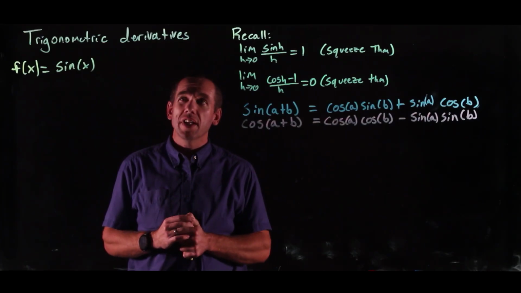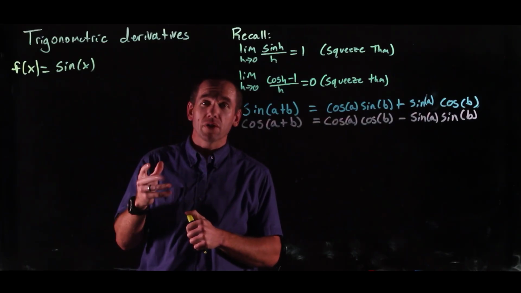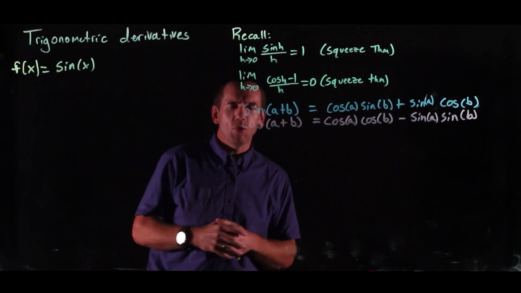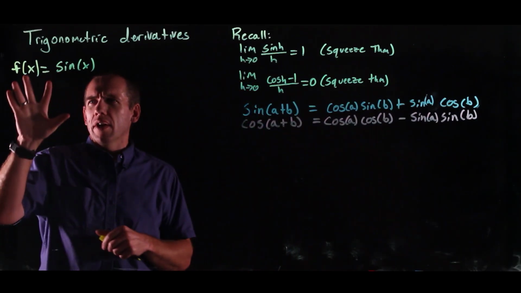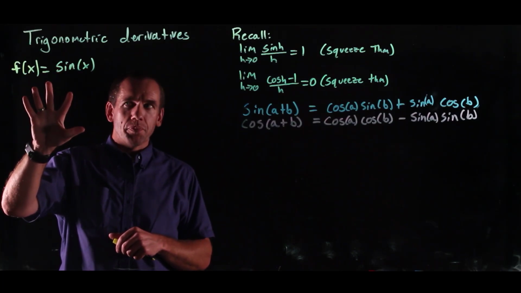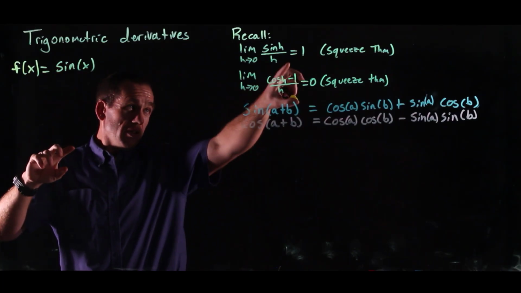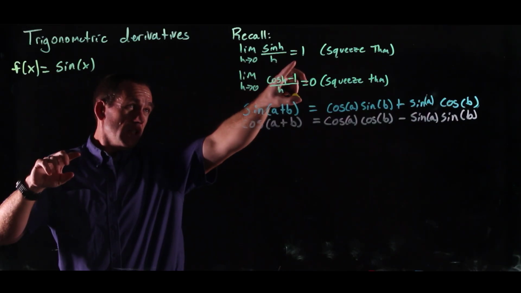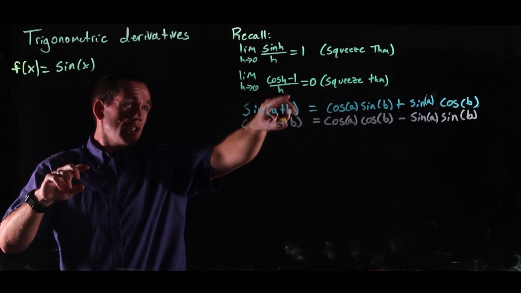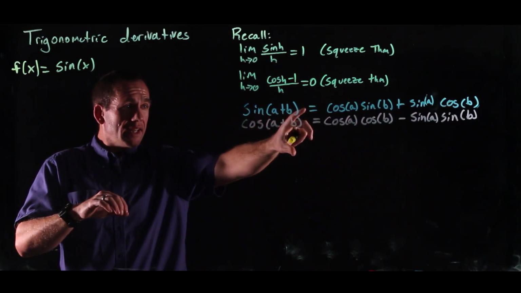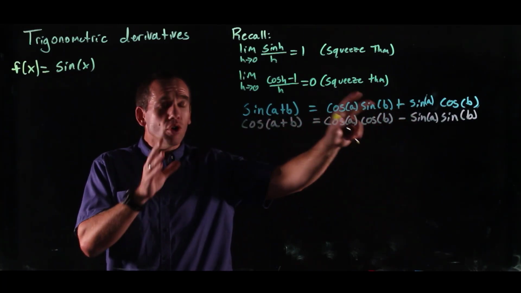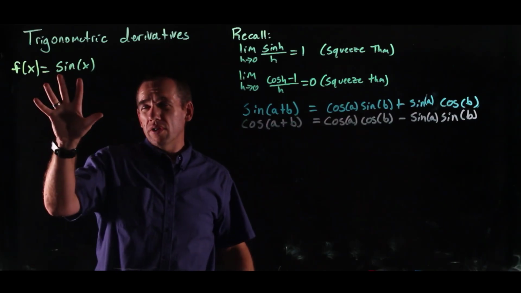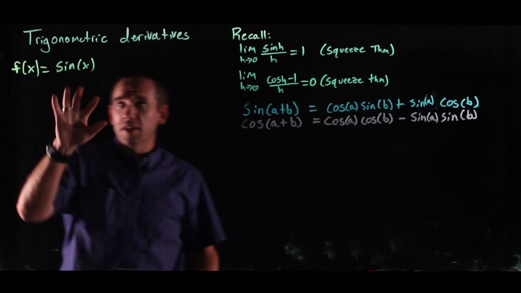In this lesson, we're going to take a look at the derivatives of the trig functions, sine and cosine, and then we'll look at tangent, and then the rest of them. So if f of x equals sine x, we're going to use the squeeze theorem, which we use to show the limit of sine h over h is 1 and cosine h minus 1 over h is 0, and some trig identities, like sine of a plus b. Okay, so we have those. We're going to use those in order to find the derivative of the sine function.